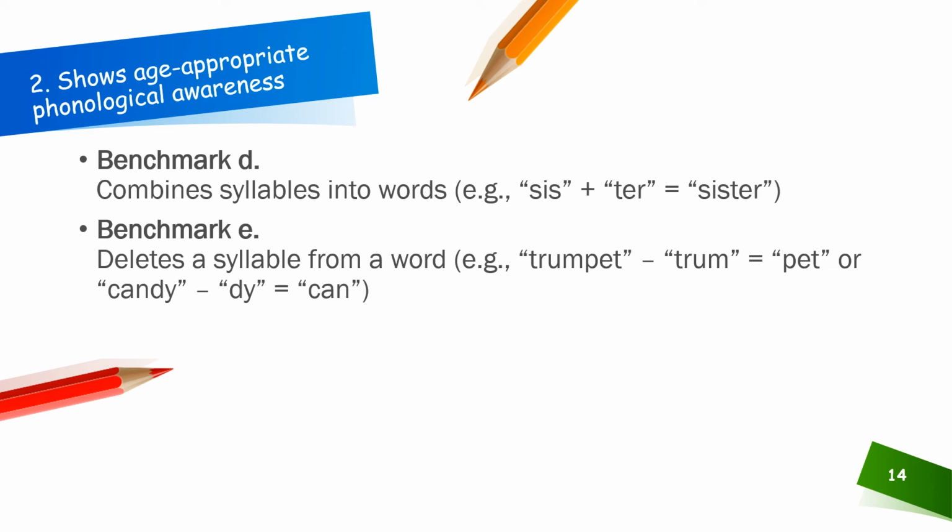So for shows age-appropriate phonological awareness, for benchmark D, we want them to combine syllables into words, and then for benchmark E, we want them to delete a syllable from a word. So combine syllables into a word. If we take the word borrow and we do bar plus row equals borrow, the children should be able to do that. And then for deletes a syllable from a word, if we take that word clothesline and we say clothes minus line equals clothes.